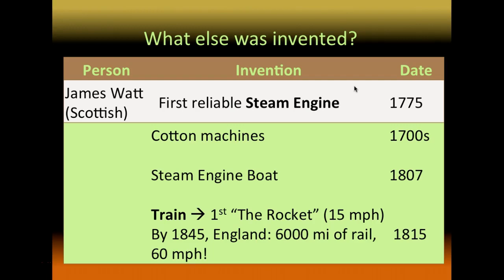And additionally, the first train was called the Rocket, and it went a whopping 15 miles an hour, which I think is hilarious. This is in 1815, and by 1845 England had 6,000 miles of rail, and trains went about 60 miles an hour. The United States, from California to Maine, on the complete opposite side of the United States, is about 3,200 miles. So this went back and forth across the United States. But if you think about the size of England, it's very impressive when we saw that map with the railroad all over the place in England.